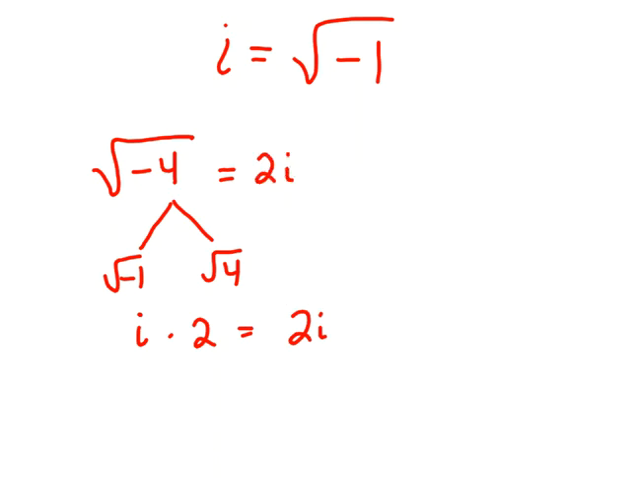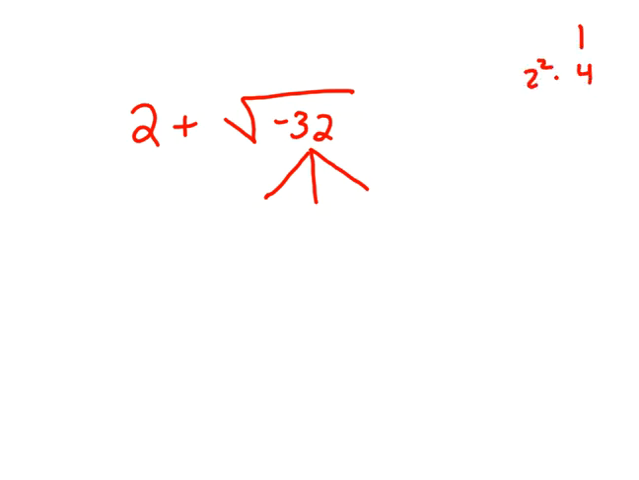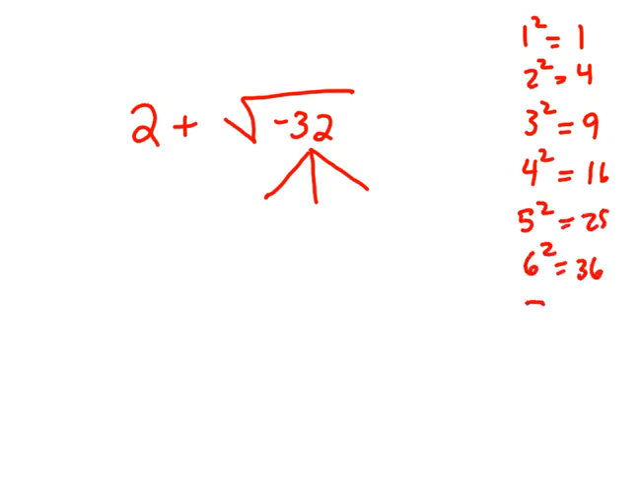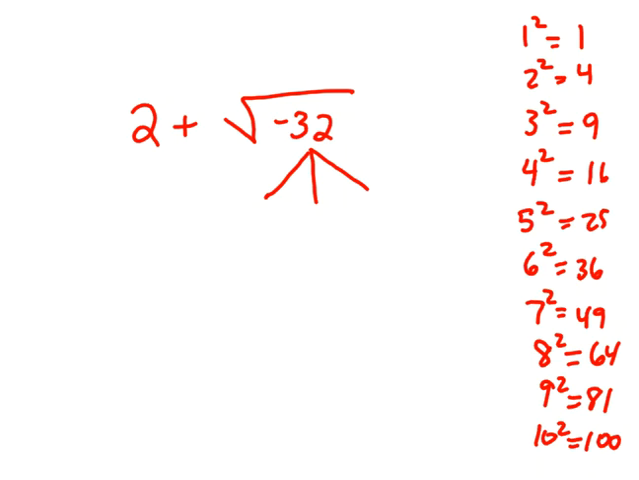Okay. We could do another example where we had 2 plus the square root of -32. Well, I'm going to break down the square root of -32. But this time, 32 is not a perfect square. So I'm going to list out some perfect squares. 1 squared is 1, 2 squared is 4, 3 squared is 9, 4 squared is 16, 5 squared is 25, 6 squared is 36, 7 squared is 49, 8 squared is 64, 9 squared is 81, 10 squared is 100. So that's the first 10 perfect squares.